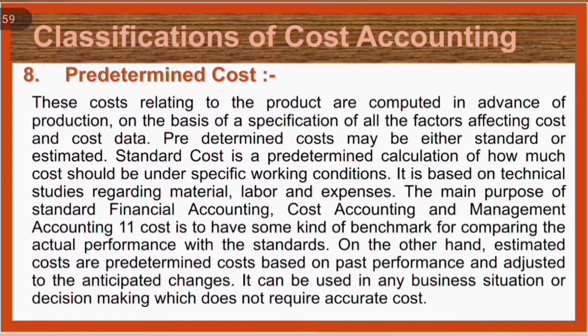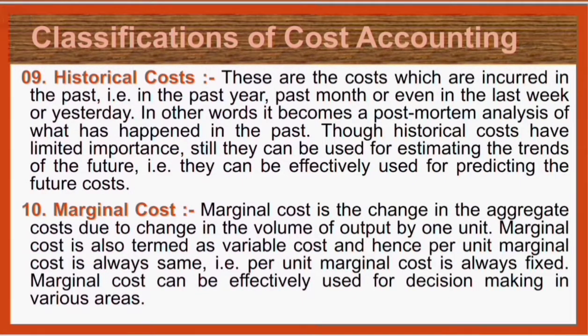On the other hand, estimated costs are predetermined costs based on past performance and adjusted to the anticipated changes. It can be used in any business situation or decision making which does not require accurate cost. Classifications of cost accounting. Number 9, historical costs.